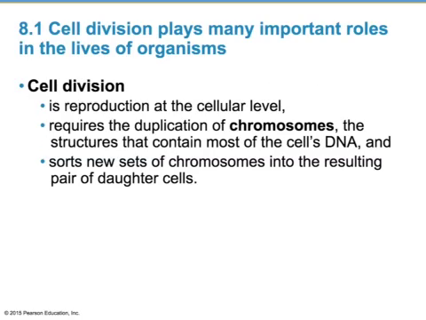Cell division occurs at the cellular level. We need to take that DNA, which is in the form of chromosomes, and we need to duplicate that. We talked about that earlier as well, DNA replication, so that when we make two new cells, each cell has its own set of DNA. In this process of cell division, we have to sort out all those chromosomes so that each cell can get its own set of DNA.